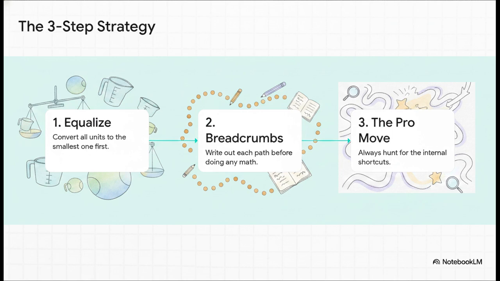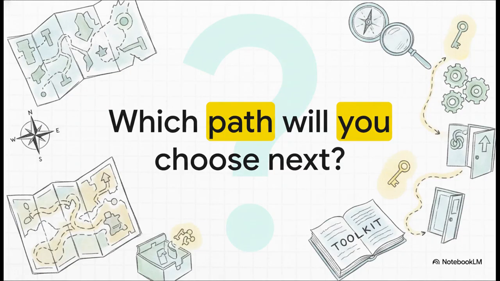Number 1, the equalizer. Always standardize your units first. Number 2, the breadcrumbs. Write everything down so you don't make a silly mistake. And number 3, the pro move. Always be hunting for those sneaky shortcuts through the middle. With this toolkit, you are now in charge. You control the map. It doesn't control you. It's not a trickster anymore. It's just a challenge that you are totally equipped to solve. So the only real question left is, which path are you going to choose next?